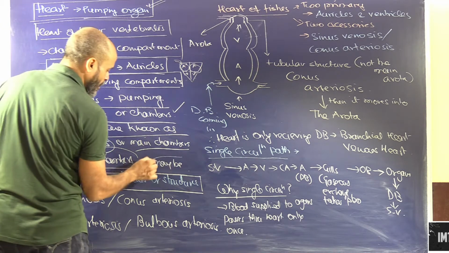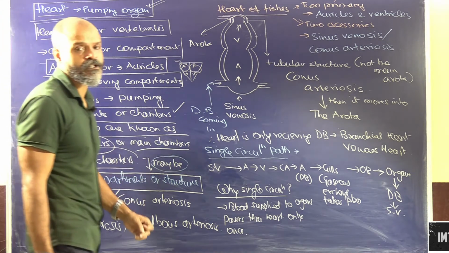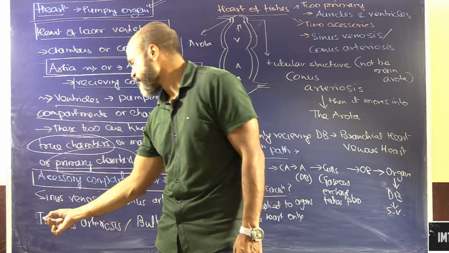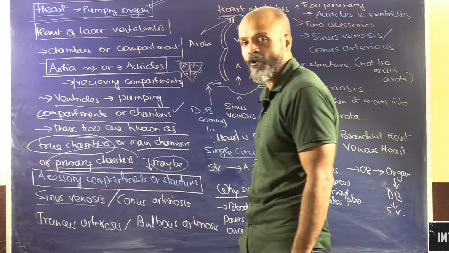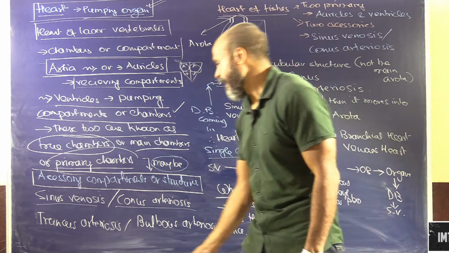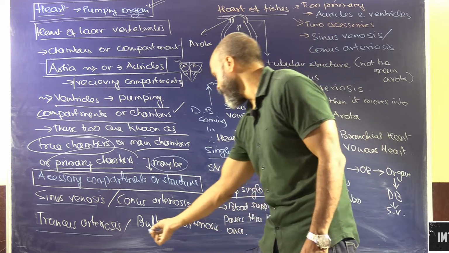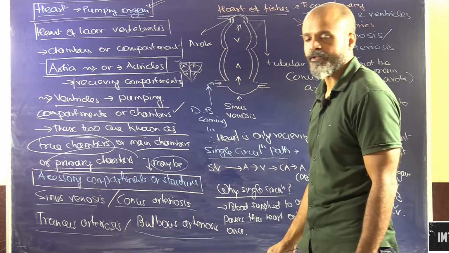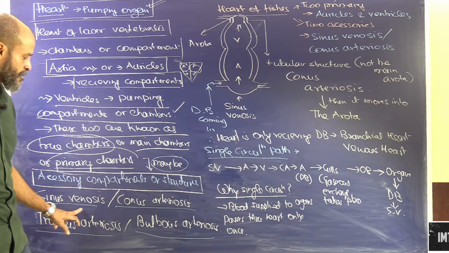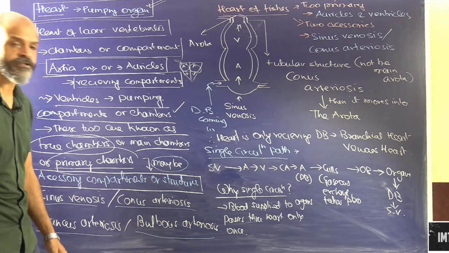Okay, now these auricles and ventricles may be assisted by accessory compartments or structures. So what are they? We might have sinus venosus, then we have conus arteriosus, and then we have truncus arteriosus, and then we have bulbus arteriosus. Okay, so these are basically helping organs: sinus venosus, conus arteriosus, truncus arteriosus, and bulbus arteriosus.